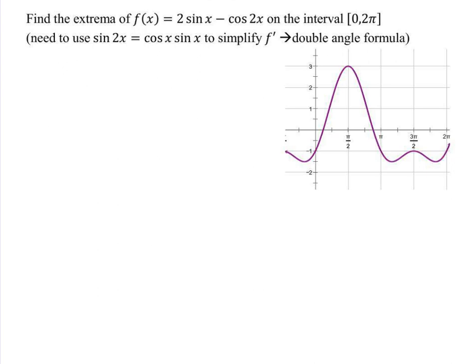Okay, find the extrema of that function on the interval 0 to 2 pi. And then I give you a little hint here. There's going to be an identity involved. You need to use sine 2x equals 2 cosine x sine x to simplify f prime. That one is the double angle formula that you learned in pre-calculus.